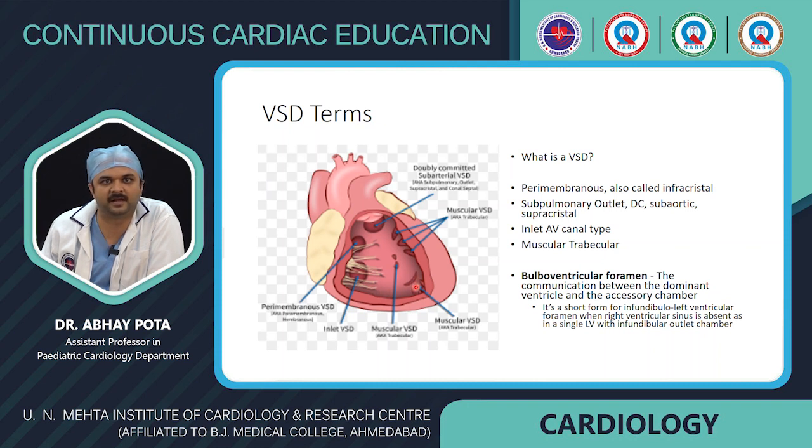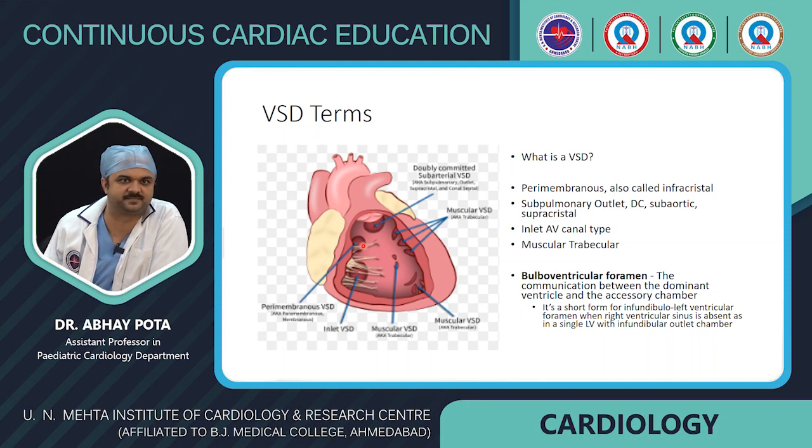Here there will be apical muscular VSDs. Here there will be anterior muscular VSDs. Here, if it is occurring below the pulmonary artery, it should be called subpulmonic VSD. And here, this is between the subaortic area and the inlet area. Here lies the perimembranous area. So if a VSD is there, it is called perimembranous VSD.